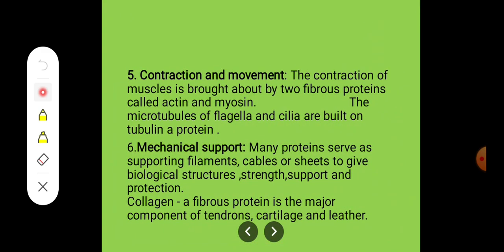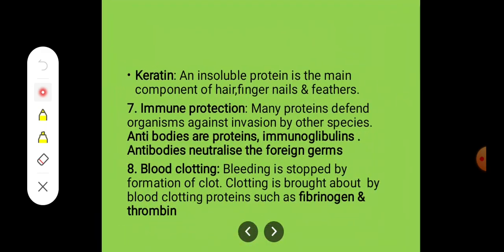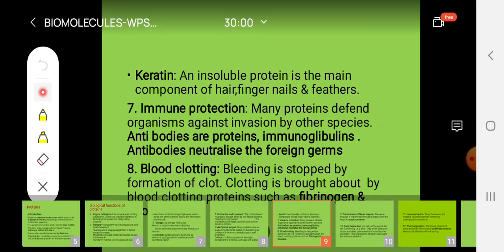There are a number of proteins involved in contraction and movement, that are actin and myosin. These two fibrous proteins play an important role in contraction and movement of the muscles. Next, mechanical support. Many proteins serve as supporting filaments, cables and sheets, for example collagen. This fibrous protein is the major component of tendons, cartilage and leather. Keratin is a major component of your hair, fingernails and feathers.